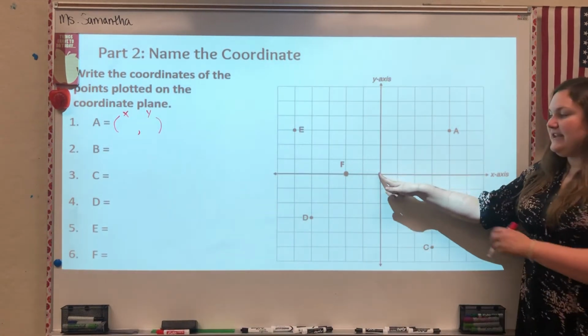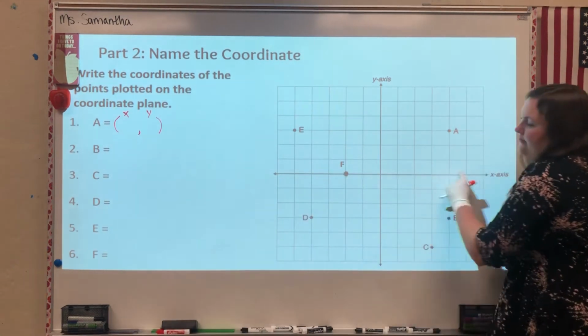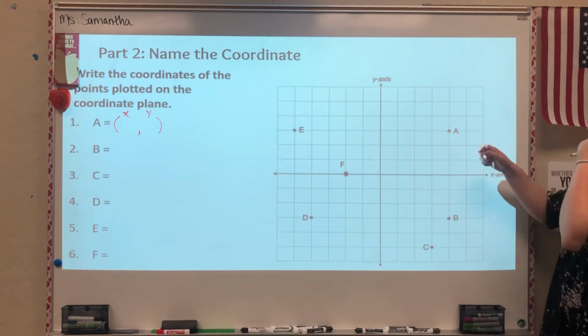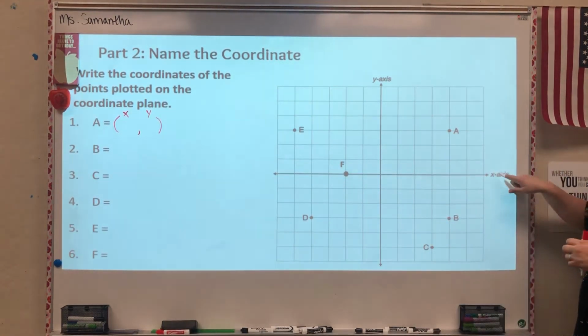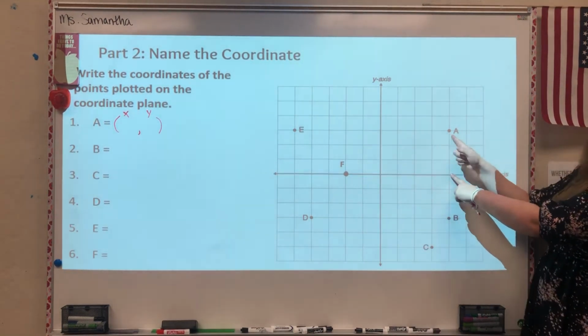So starting here, I want to figure out how far left or right I need to go to get to A. Well, I can see A is on this side, so I'm just going to start counting on our x-axis until I get to where A is at.